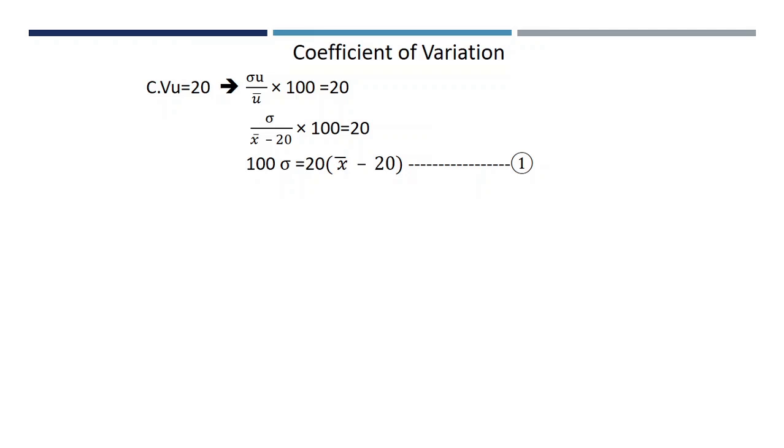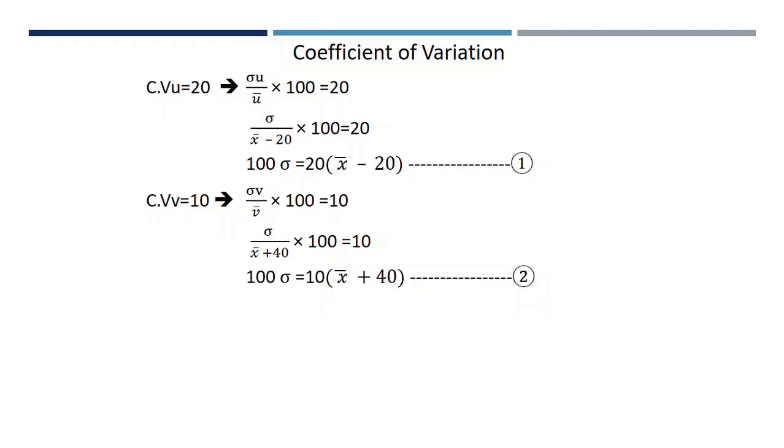Now we are given the coefficient of variation of v is equal to 10. That means sigma v by v bar into 100 is equal to 10. That means sigma by x bar plus 40 into 100 is equal to 10. From this we will get 100 sigma is equal to 10 into x bar plus 40. This is the second equation.